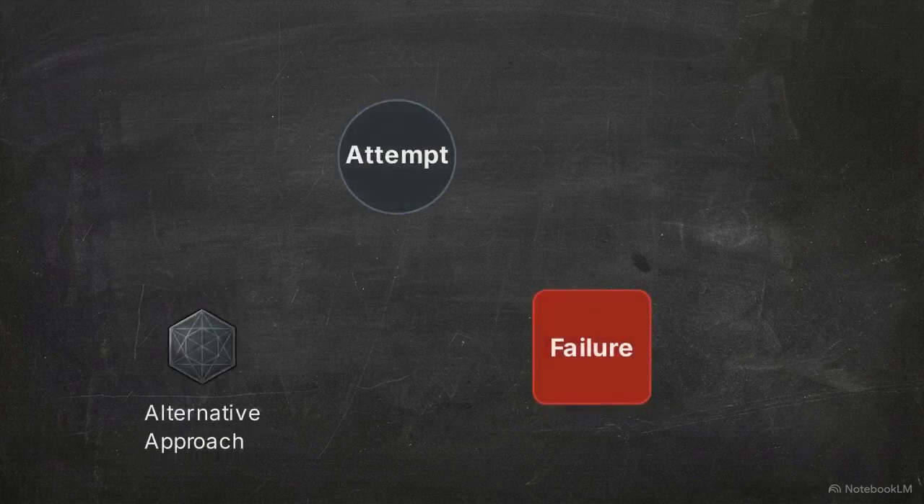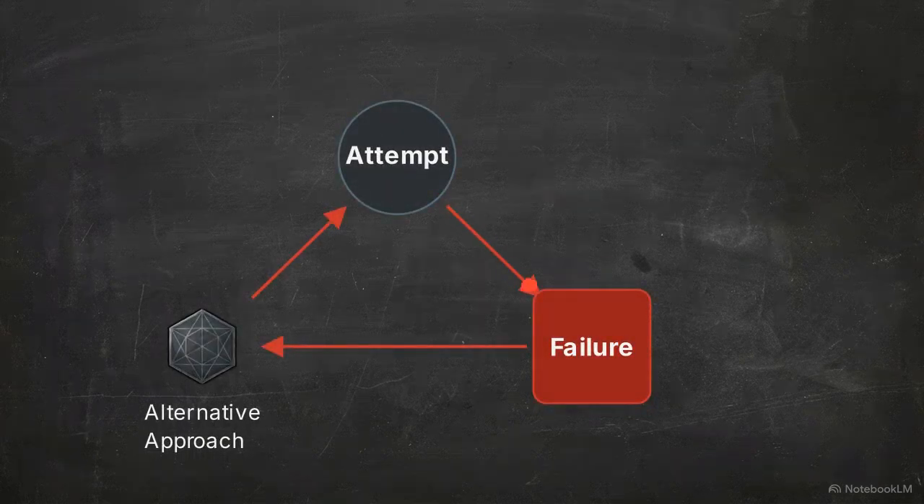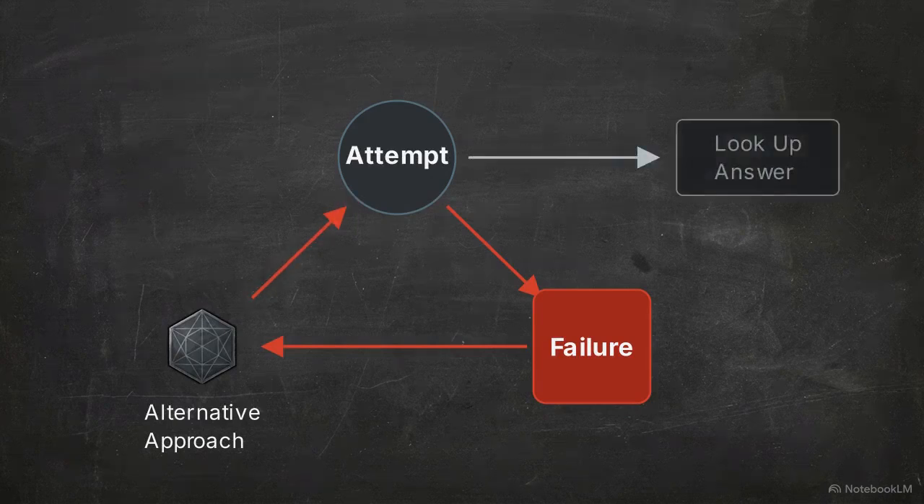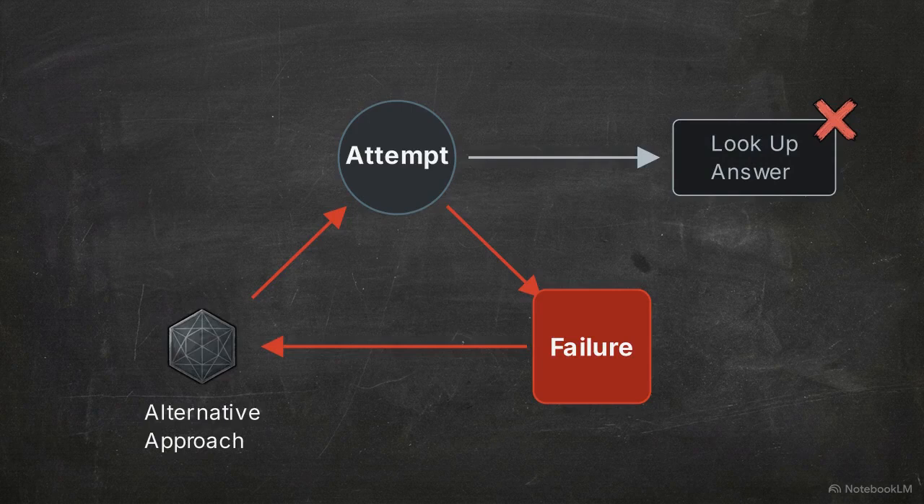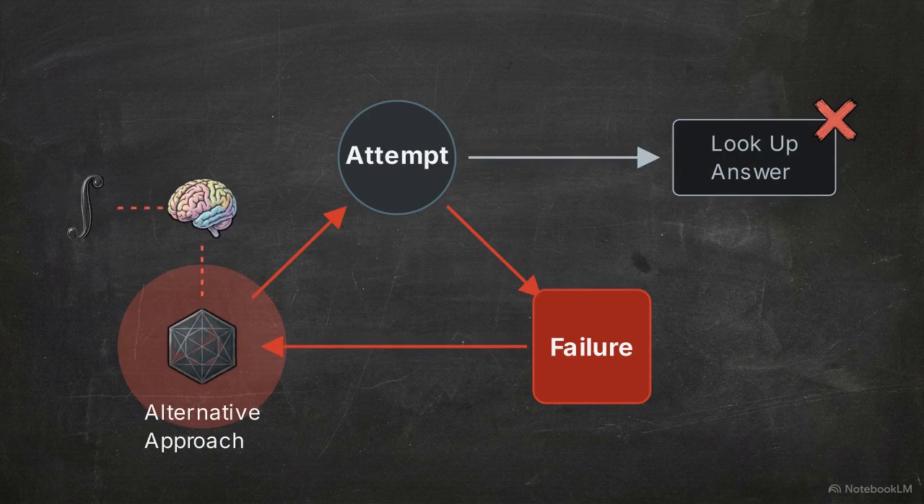This diagram illustrates the struggle phase. Notice the active loop of attempt, failure, and alternative approach, directly compared to the dead-end shortcut of simply looking up the answer. When you force your brain through that alternative approach node, you have to independently synthesize foundational calculus rules to find a new path forward.